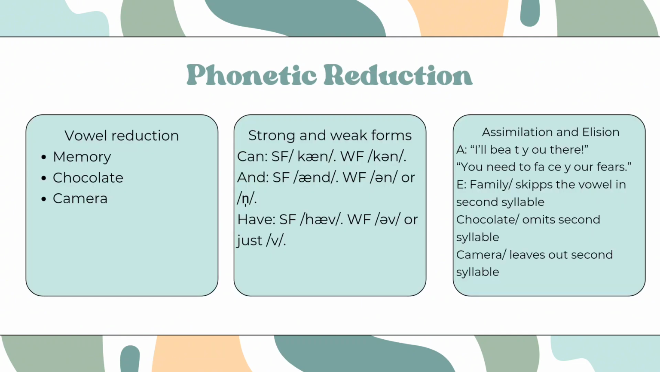In the next slide we have the phonetic reduction. It is divided in these three categories. We have first vowel reduction. Some common examples would be memory, chocolate, and camera. We also have strong and weak forms. We have the example can. We have the strong form, and we also have the weak form, indicated by the capital letters of each word. We also have and, also strong and weak form.